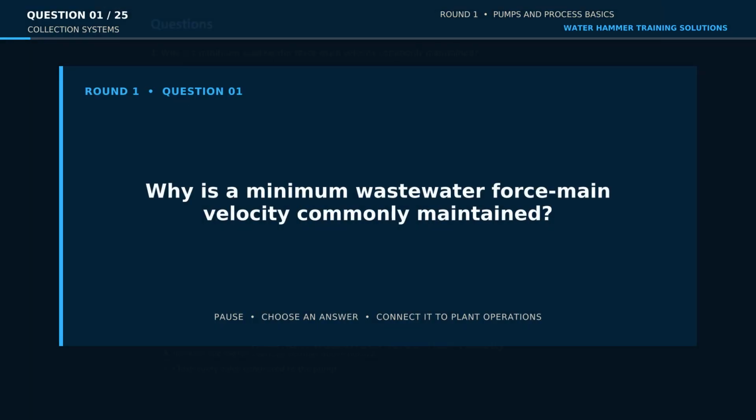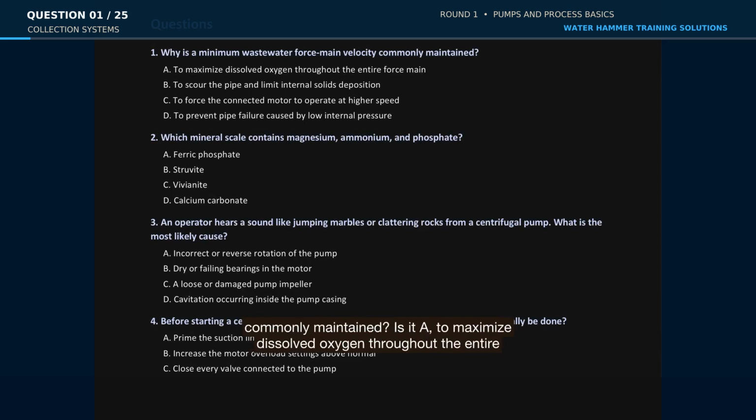Question today says, why is a minimum wastewater force main velocity commonly maintained? Is it A, to maximize dissolved oxygen throughout the entire force main? B, to scour the pipe and limit internal solids deposition? C, to force the connected motor to operate at higher speeds? D, to prevent pipe failure caused by low internal pressure?